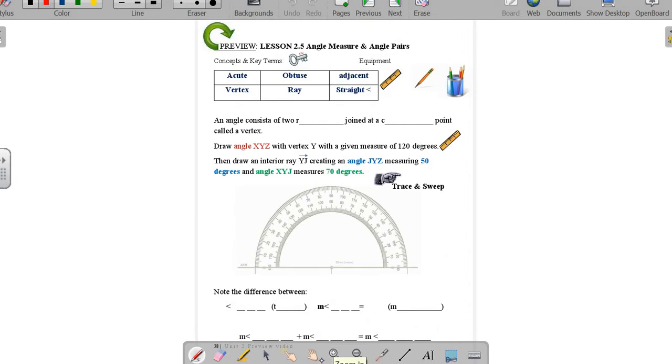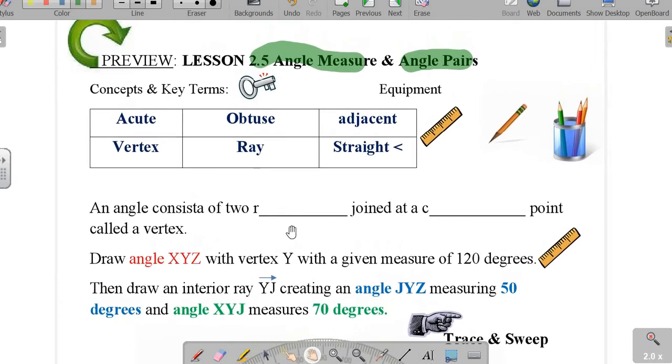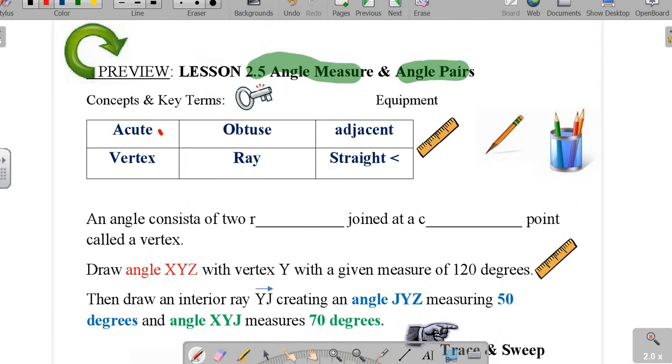We're going to be talking about angles for the next 3 lessons, specifically angles, angle measure, and something called angle pairs. Vocabulary: acute, obtuse, adjacent, vertex, ray, and a straight angle.